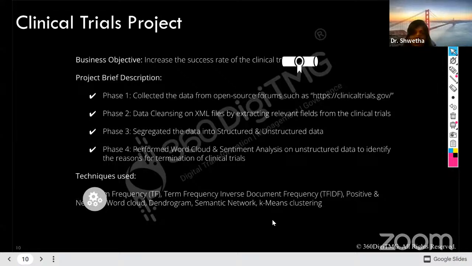So here we are seeing an example of a clinical trials project, and how we can use text mining techniques in this project. What is text mining? Text mining is again dealing with unstructured data. So we are taking this unstructured data and performing some analysis so that the reason is understood.